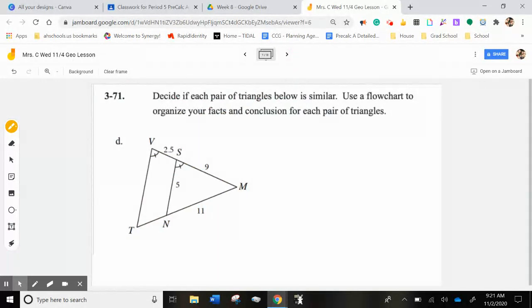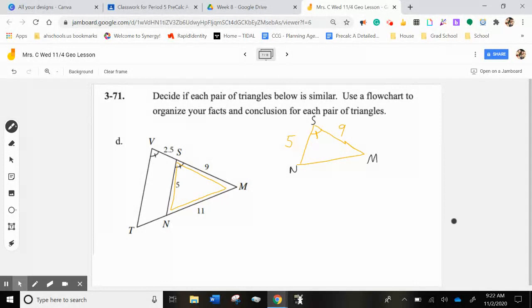All right, and the last one is one of those nested triangles, or a triangle within a triangle. So let's redraw the triangles. So here's a small one here. This side length is 5. This side length is 9. And I have this angle with one arc here. And the letters are M, S, N.